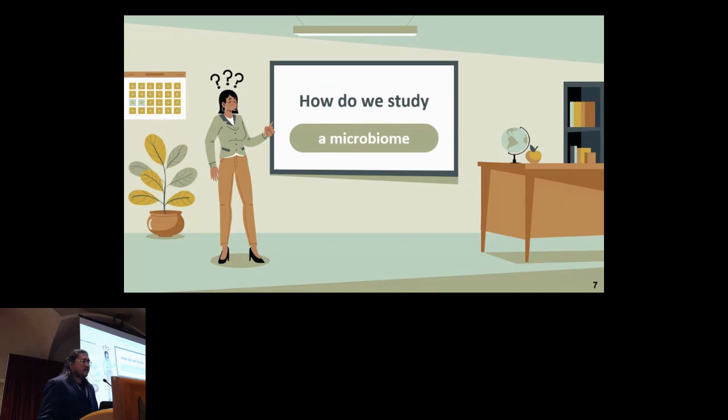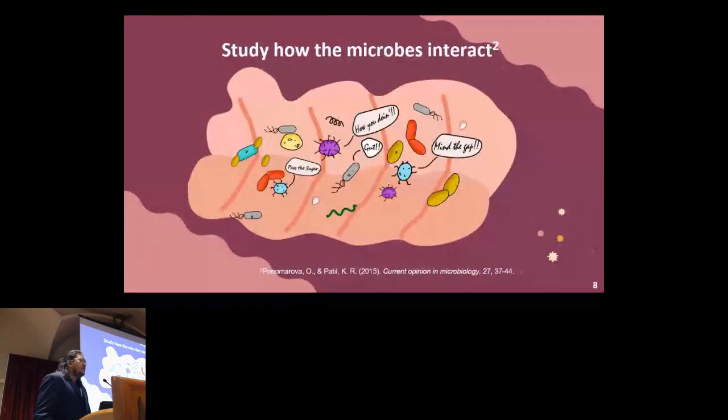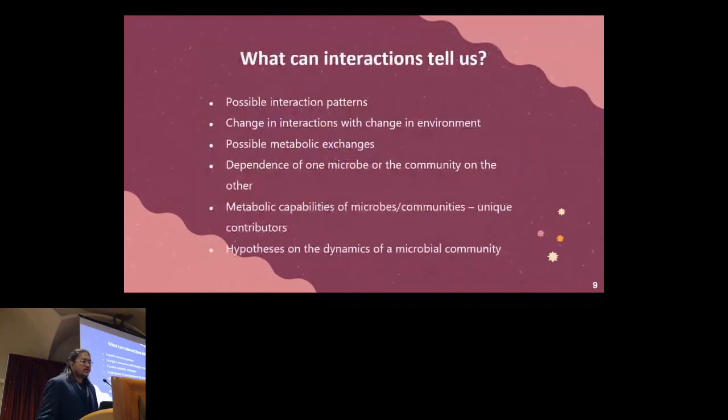Okay, so now that we have some resources, how do we study a microbiome? Studying a microbiome is basically studying how microbes interact with each other. A microbiome is composed of a lot of different microbes. If we try to understand how they interact with each other in the microbiome, we would get to know the dynamics of the microbiome. So what can these interactions tell us?